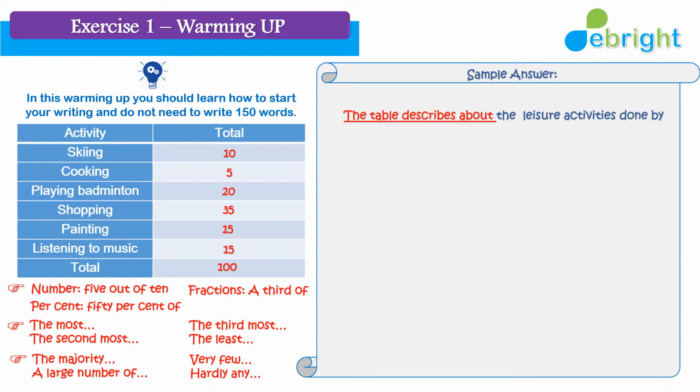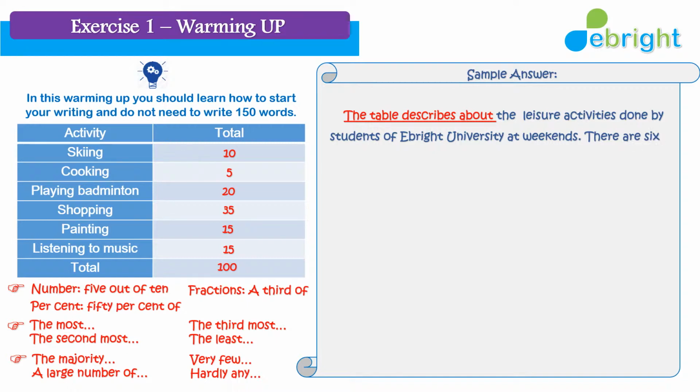Let me write the leisure activities done by, okay, who? Because usually in the data we have the title and then who is doing that and then the timeline. So because this is only warming up, let's say by students of, for example, a university student. This is students of, let me type, Ebright University. When? Let's try at weekends. And then we've got the first sentence.